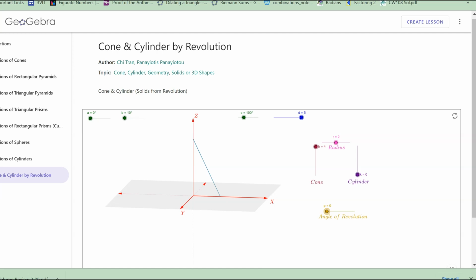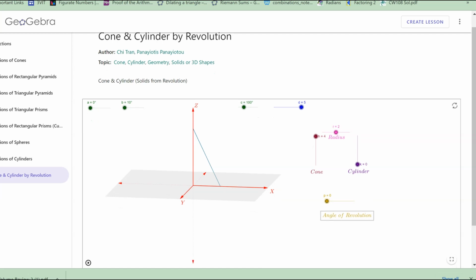That blue line is connected to the two red lines as a triangle. And if I spin it around the vertical side there, watch what happens. As I take it around and spin it, it fills out a cone with a point at the top and a circular base at the bottom.